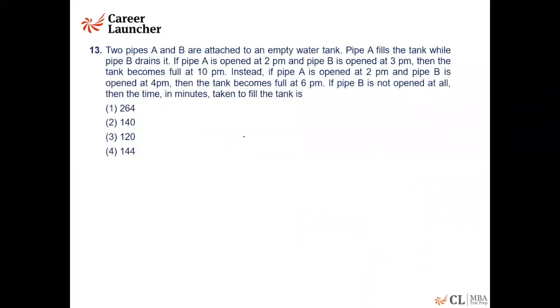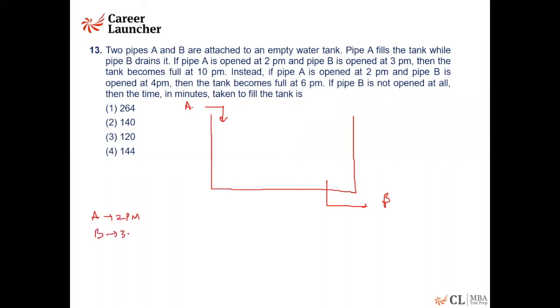Two pipes A and B are attached to an empty water tank. Pipe A fills the tank while pipe B drains it. So let me draw this and say that this is pipe A, this is filling in, and pipe B, this is draining it out. A is opened at 2 p.m. and B is opened at 3 p.m. So the tank gets filled at 10 p.m.